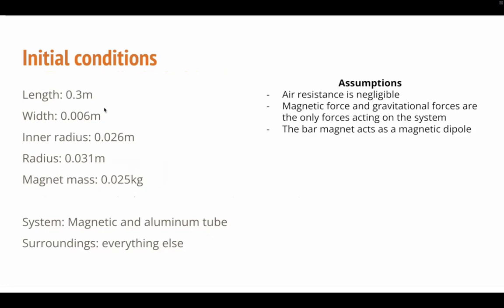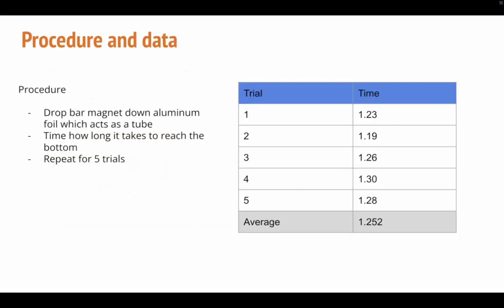The initial conditions were that the length was 0.3 meters, the width was 0.006 meters, the inner radius was 0.026 meters, the radius was 0.031 meters, and the magnet mass was 0.025 kilograms. The system, as defined, is the magnet in the aluminum tube, and the surroundings is everything else. Assumptions that I made are that air resistance is negligible, magnetic force and gravitational force are the only forces acting on the system, and the bar magnet acts as a magnetic dipole.